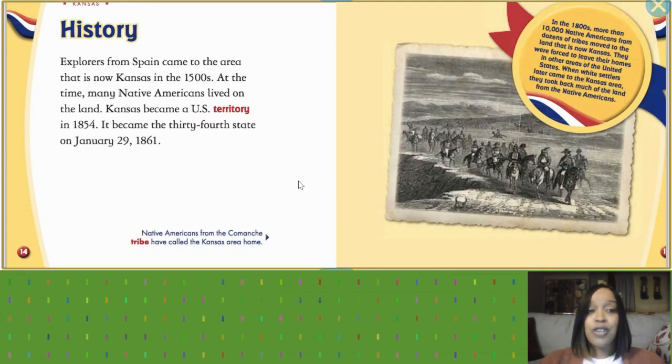History. Explorers from Spain came to the area that is now Kansas in the 1500s. At the time, many Native Americans lived on the land. Kansas became a U.S. territory in 1854. It became the 34th state on January 29, 1861. Native Americans from the Comanche tribe have called the Kansas area home.